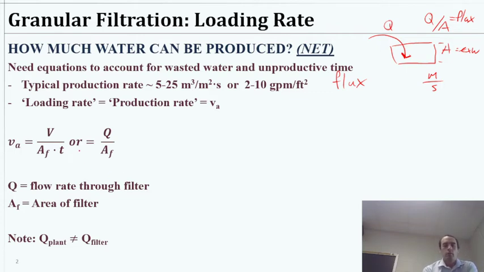So this loading rate, or production rate, we're going to label according to what our book says as lowercase v with a subscript a. And we're going to say that that's equal to the volume of water put through the filtration bed divided by the area of the filtration bed times the time it took to send it through, right? So it's very much that volume over time, that's Q, and the area of the filtration. So we can literally write it as Q over AF.